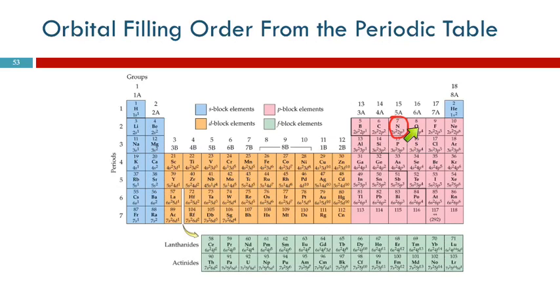So oxygen would be 1s2, 2s2, 2p, 1, 2, 3, 4. And fluorine would end in 2p5, neon would end in 2p6.